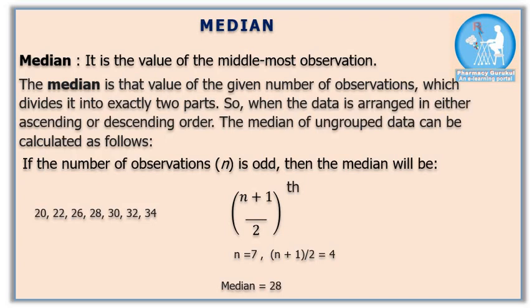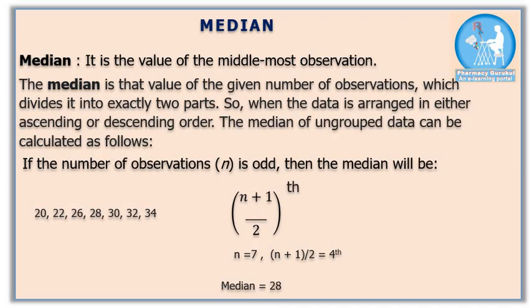Next topic is median. In the median, we pick the middlemost data or observation. In the median, we divide the data into exactly two parts, and the data must be in either ascending or descending order. To calculate the median for ungrouped data, if the number of observations is odd, then we apply the formula n plus 1 by 2.